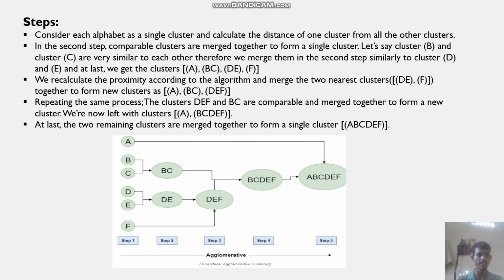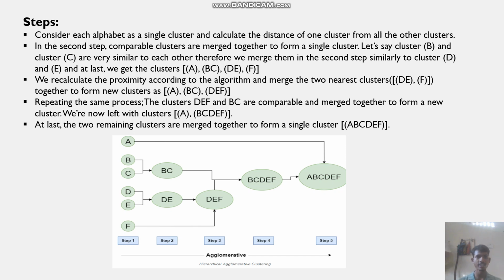Steps. Consider the alphabets as single clusters and calculate the distance of one cluster from all the other clusters. In the second step, comparable clusters are merged together to form a single cluster. Let's say cluster B and cluster C are very similar to each other. Therefore, we merge them in the second step. Similarly, cluster D and cluster E. At the start we have the clusters A, B, C, D, E, F.